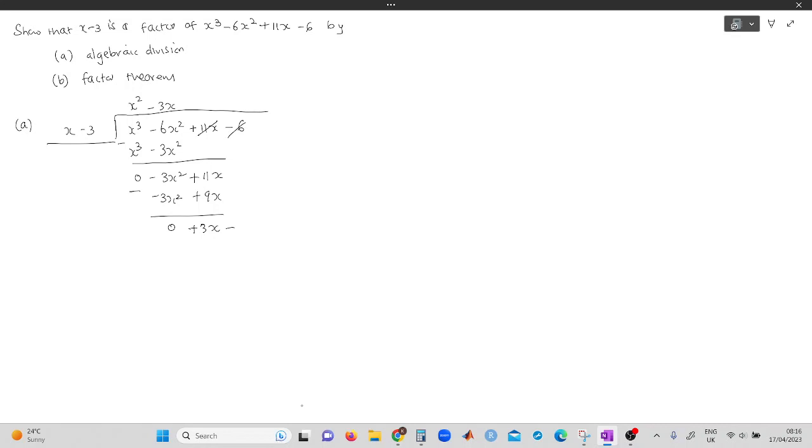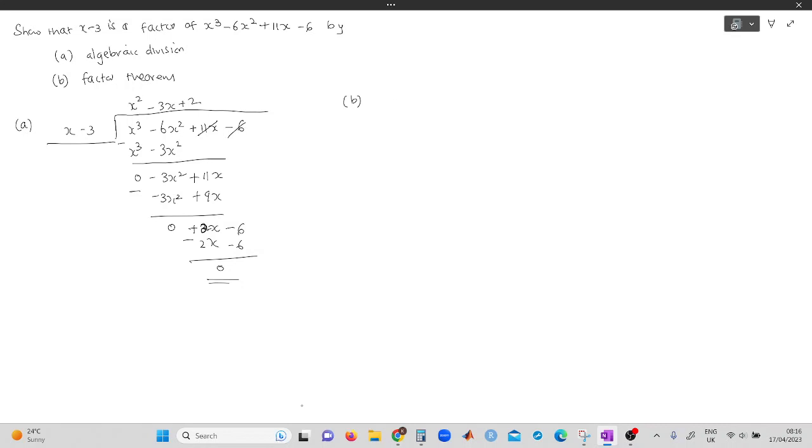I think it's 2, right? Yeah, it's 2x. Minus 6. Donc, 2x divisé par x, 2. 2 fois x, 2x. 2 fois moins 3, moins 6. We have 0. Therefore, by the algebraic division, it's correct. We don't have any remainder. So, therefore, x minus 3 is indeed a factor of the polynomial.